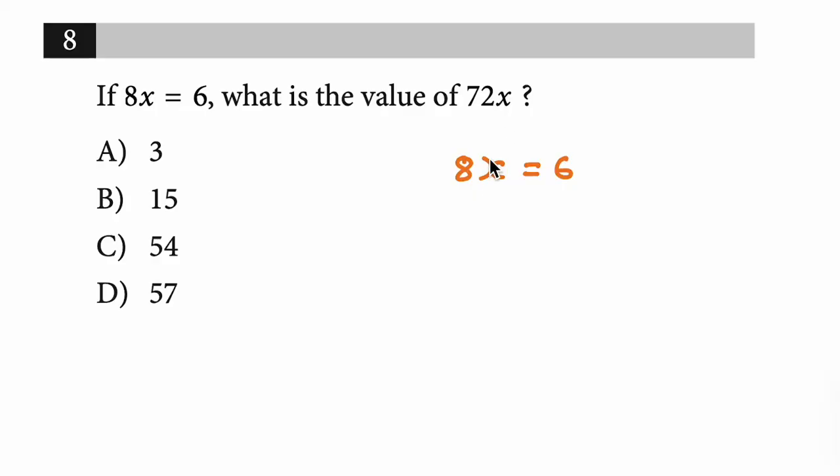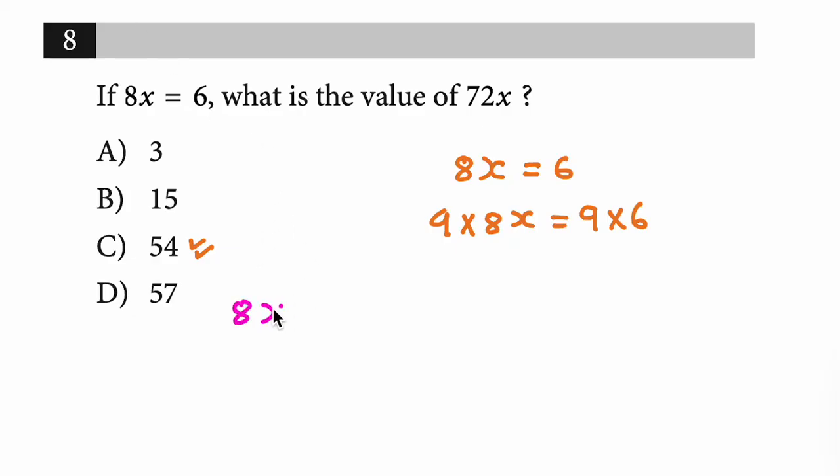So instead of calculating the value of x first and then plugging it there, why not make it 72? For example, what is 8 times what is 72? Right? 9. So why not multiply by 9 on both sides? Right? So that is 54. So this is a smart type of solution.